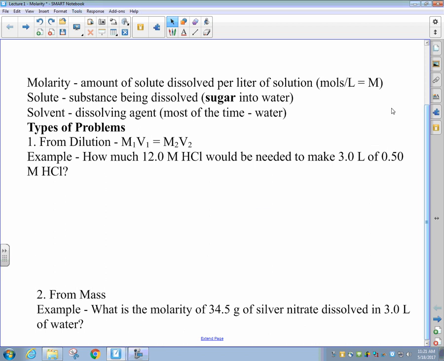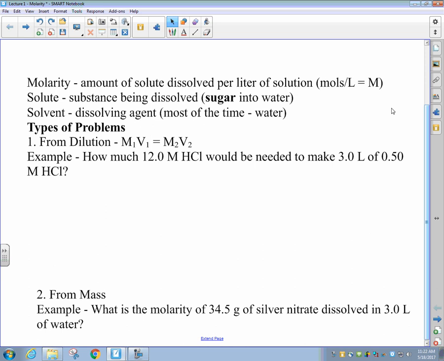Today's lecture will be on molarity, the definition of molarity and the different types of problems that you can come across with molarity: calculating molarity from dilution, calculating molarity from mass, calculating the moles per ion, and lastly looking at some stoichiometry of some solution reactions.